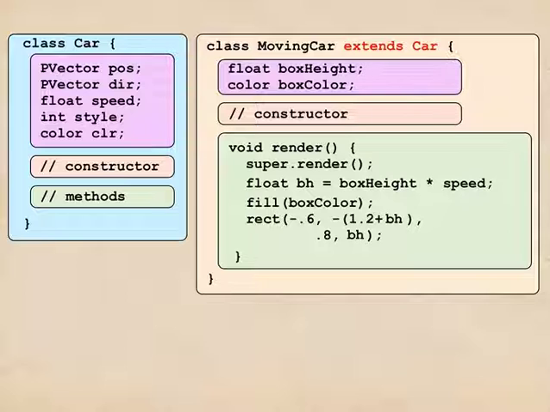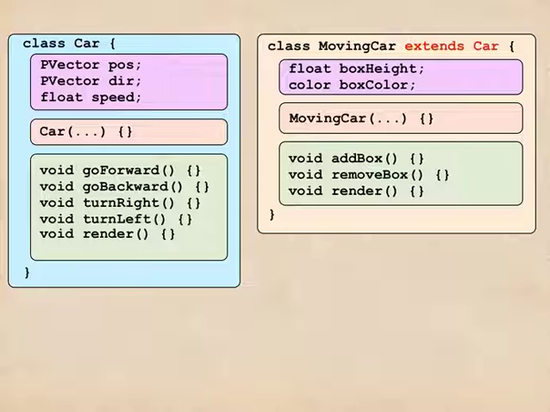Let me show you one way to think about it so that you'll be able to keep all of this straight. So here's another version of our car and our moving car, and I've simplified things quite a bit. Our car just has 3 variables, a constructor, and 5 methods. Our moving car has its 2 variables, a constructor, and 3 methods. I just wanted to have more methods, so I made up another couple of imaginary methods for moving car, add box and remove box.